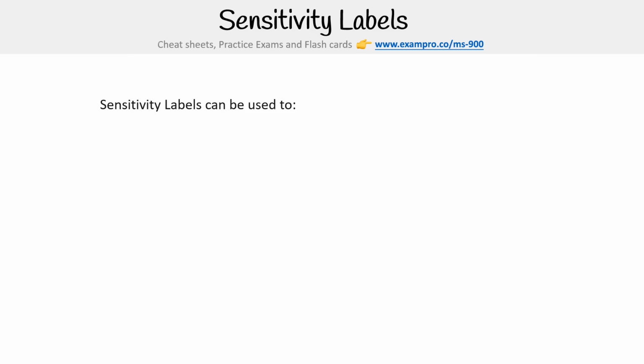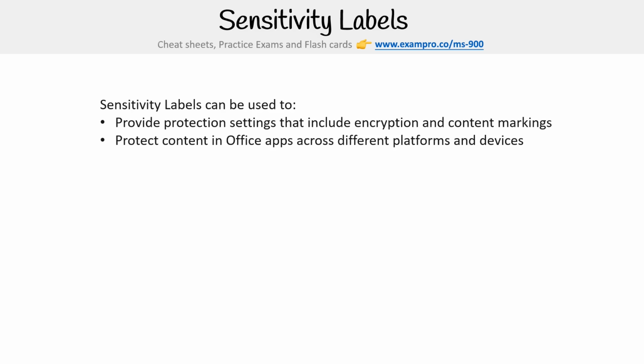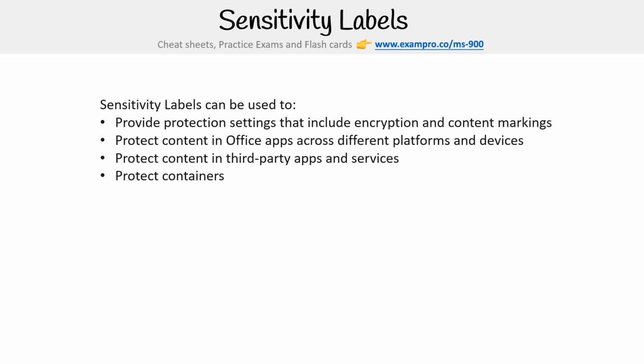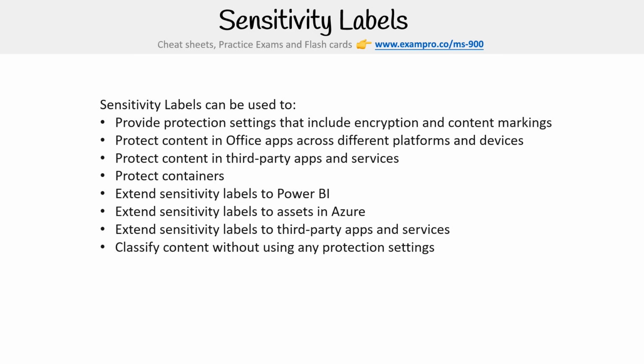So, sensitivity labels can be used to provide protection settings that include encryption and content markings, protect content in Office apps across different platforms and devices, protect content in third-party apps and services, protect containers, extend sensitivity labels to Power BI, extend sensitivity labels to assets in Azure, extend sensitivity labels to third-party apps and services, and classify content without using any protection settings.